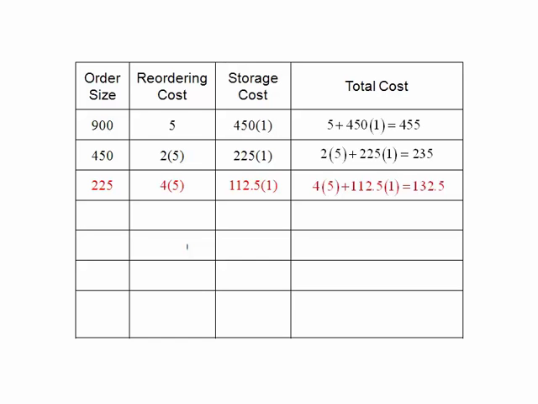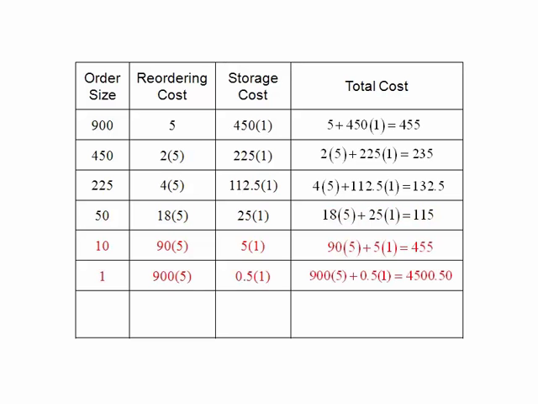If each order contains 225 bottles, the 4 orders cost $20 to order, and an average of 112.5 bottles are stored throughout the year, yielding a total cost of $132.50. We can continue to reduce the order size to see the total cost continuing to drop. However, for very small orders, the total cost begins to creep up.